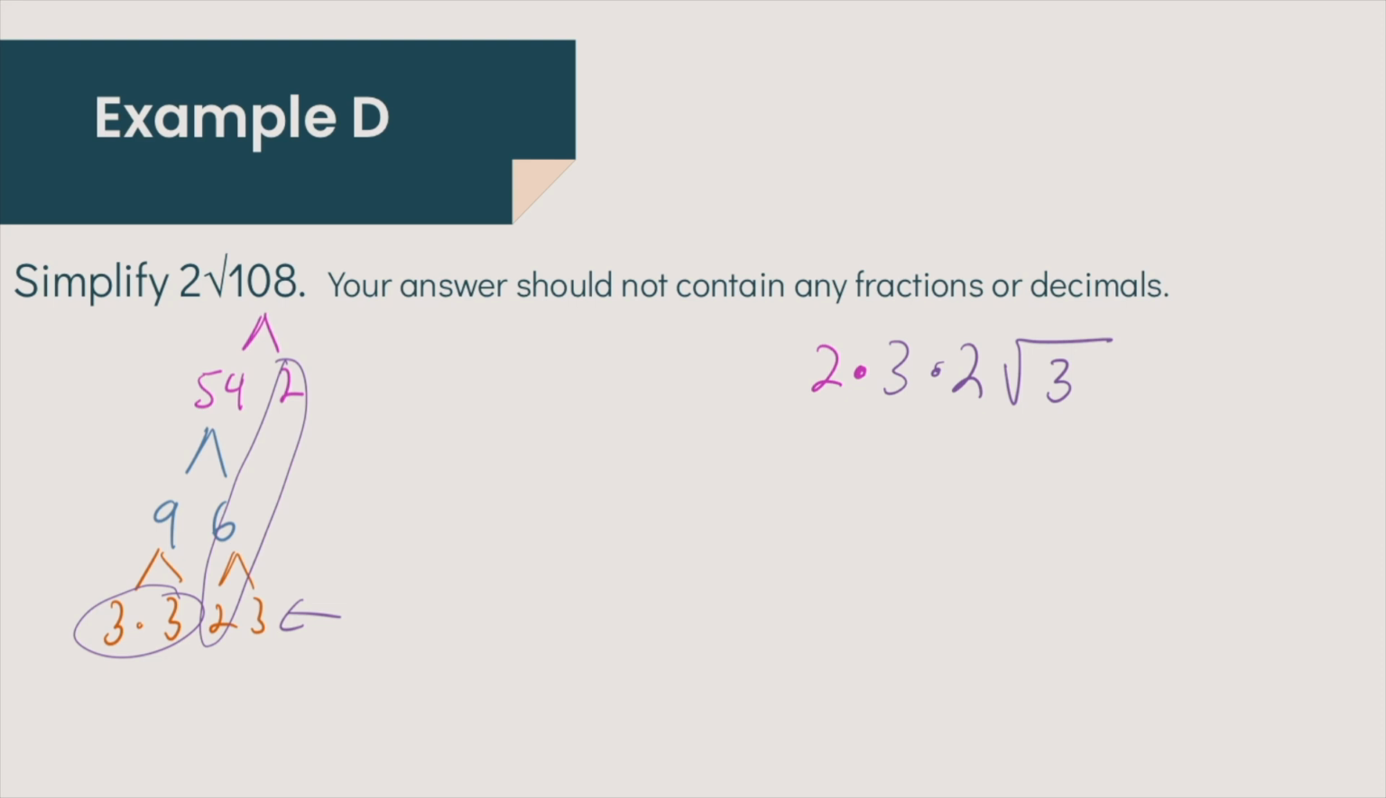Now, if I had more than one number that was left alone, so if I had a 3 and a 5, for example, they're not a group, they can't be pulled out, but I would just multiply them together to end up with 15. In this case, 3 is by itself, so it has nothing to multiply with. So I'm going to be multiplying 2 times 3 times 2. So 2 times 3 is 6. 6 times 2 is 12. And I end up with 12, the square root of 3.